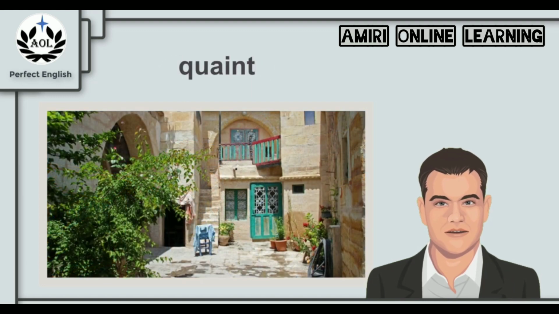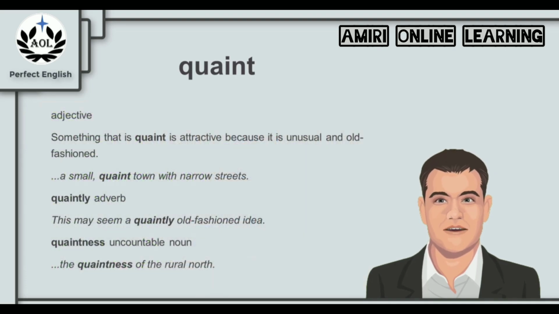Now you look at this picture and it looks like a place that is in an old city, in the middle of this old city with those beautiful old buildings all close to each other. Could that be related to the word quaint? Let's find out. Now, quaint is an adjective. Something that is quaint is attractive because it is unusual and old-fashioned, just like the picture we saw.